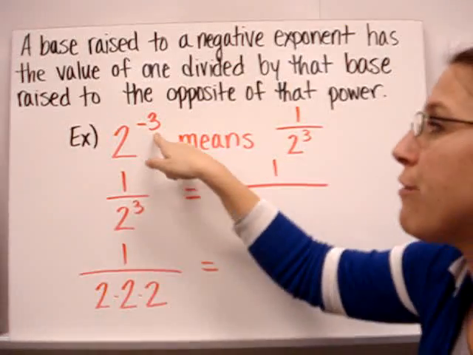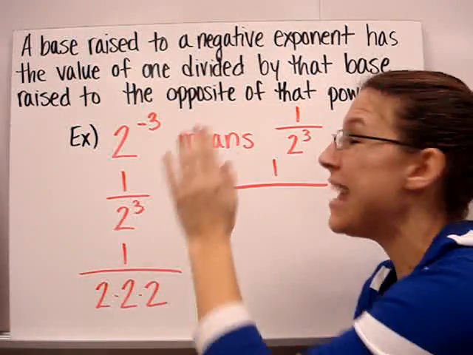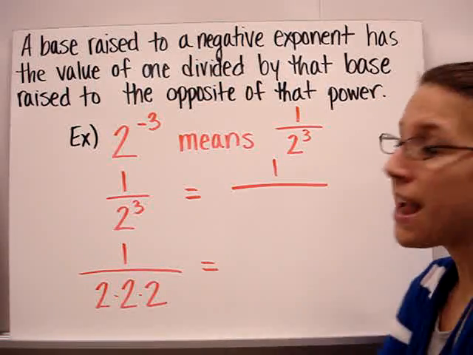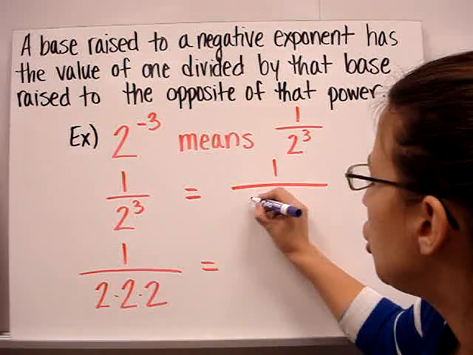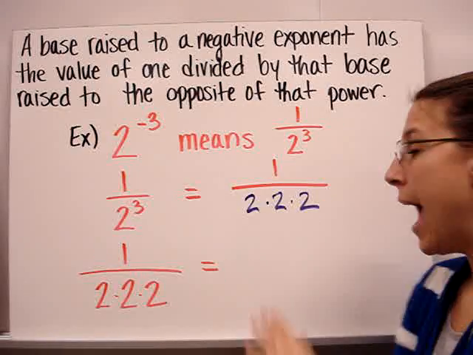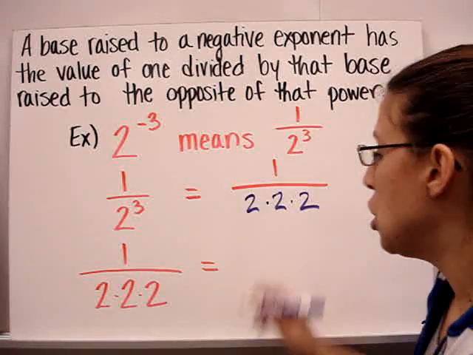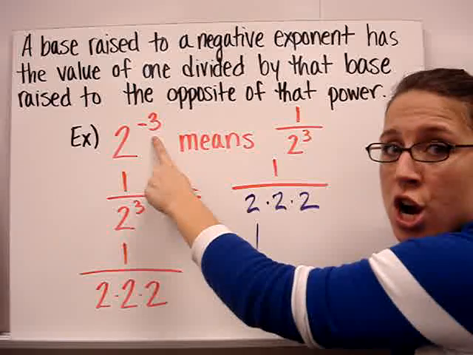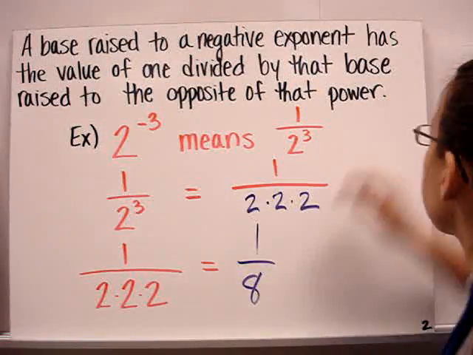So 2 to the negative third does not make this negative. It makes it 1 divided by 2 to the third. From there, 2 to the third means 2 times 2 times 2. And 2 times 2 times 2 is 8. So ultimately, 2 to the negative third equals 1/8. Okay?